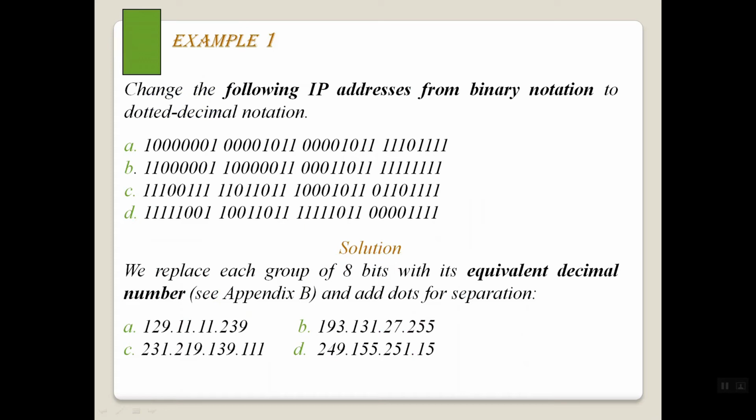129.11.11.239. This is the way we have to convert B, C and D, and we will get the result for B as 193.131.27.255, and for C some value and for D some other value. Let's see example number 2.